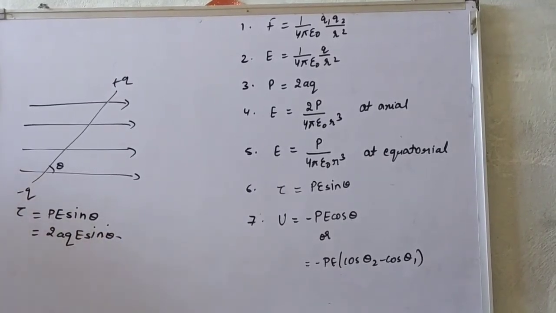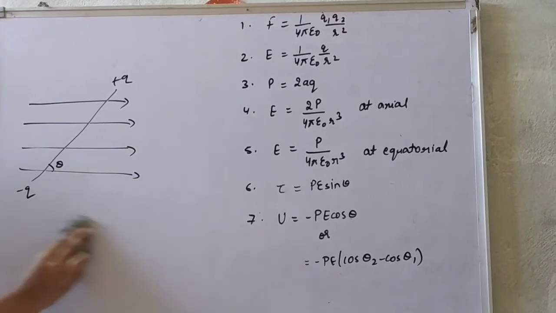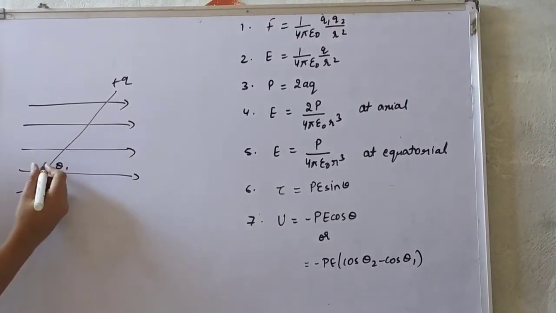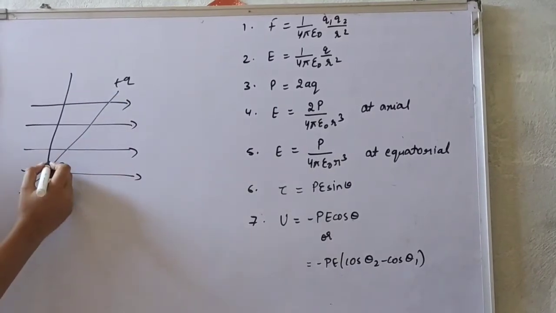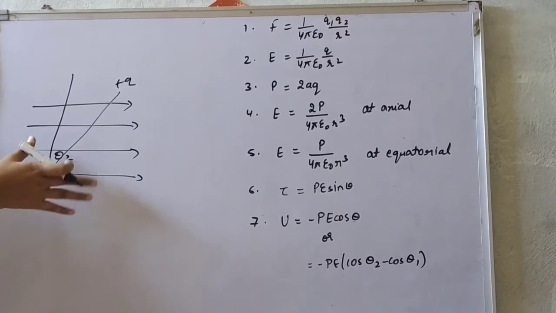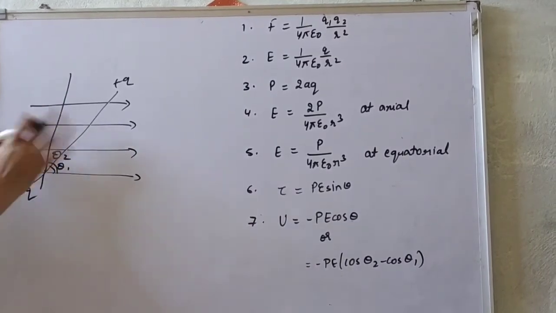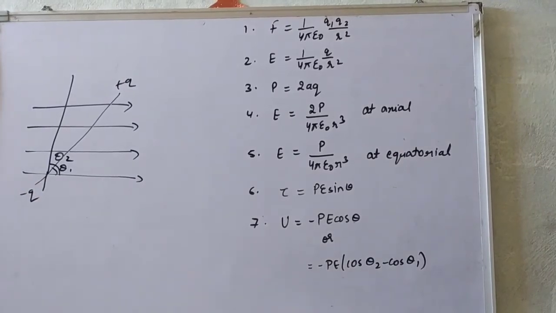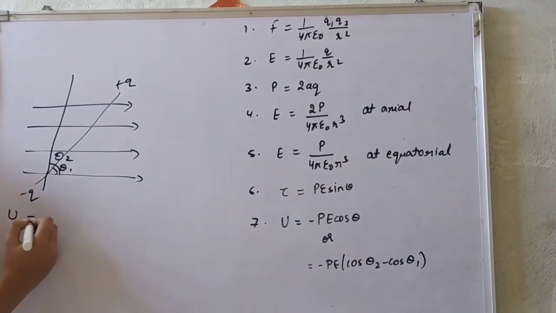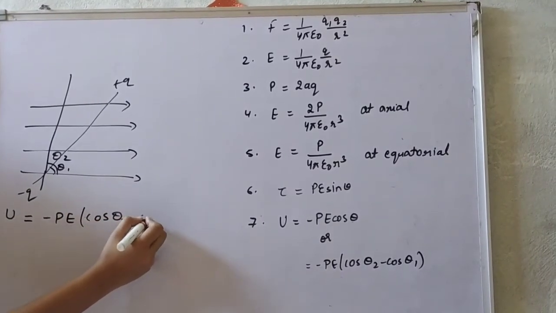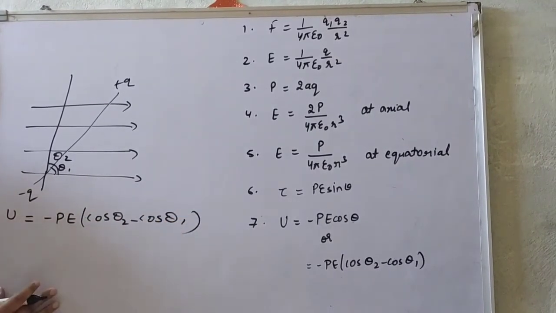Next is the potential energy formula. If we want to rotate the dipole from theta 1 to theta 2 here, then you will have to do work to rotate it. That same work done is stored in the form of electrostatic potential energy, and that formula will be U is equal to minus pE (cos theta 2 minus cos theta 1). Okay.